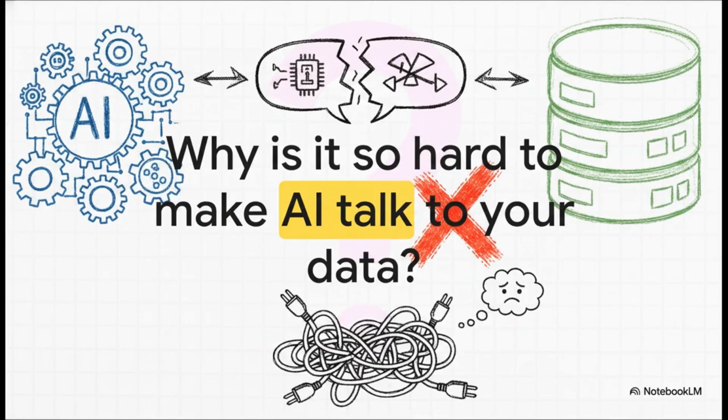Which leads us to a pretty massive question. Why is it so incredibly hard to make AI talk to your data? I mean, we've been connecting software for decades, right? Well, the fundamental issue here is that the tools we've relied on for all those decades just weren't built for how artificial intelligence actually works. They are quite literally speaking completely different languages.